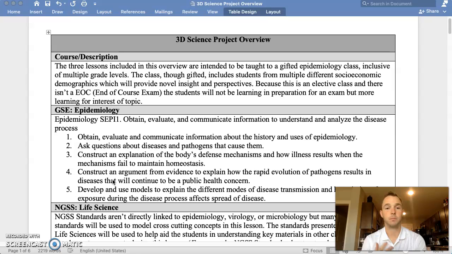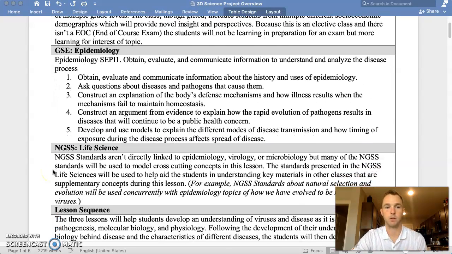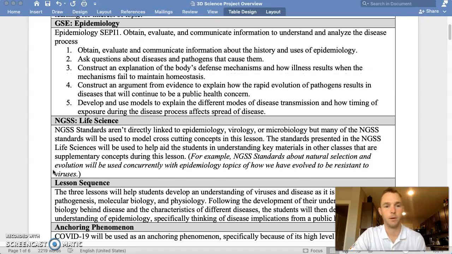So this class, because it's elective, there's going to be a lot of gifted. But the school that I'm teaching in is Title I in a very diverse community. So it's got to have a lot of different socioeconomic demographics. So there's going to be a lot of different insight and a lot of different perspectives, especially in a class that's so relevant culturally. And because this isn't a regular class and it's an elective, there isn't an EOC, so they're not going to be prepping for an exam, but more learning based on the interest in the topic.